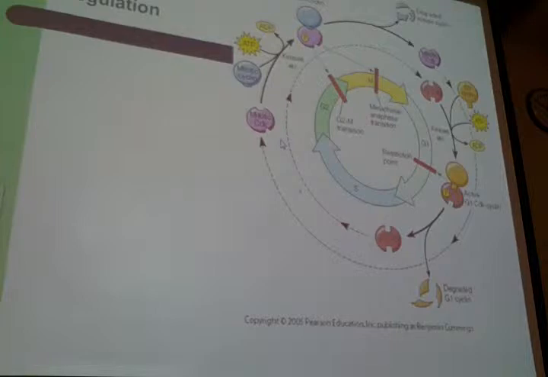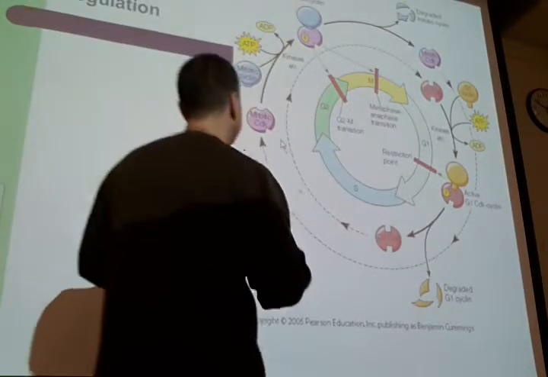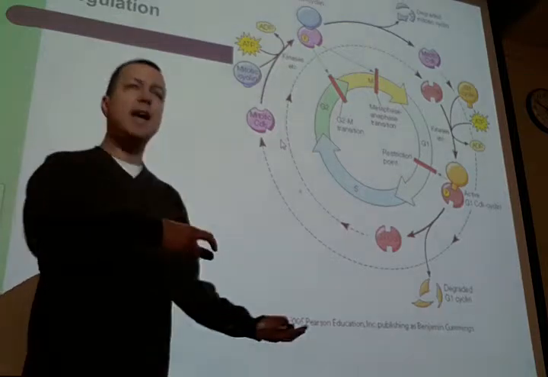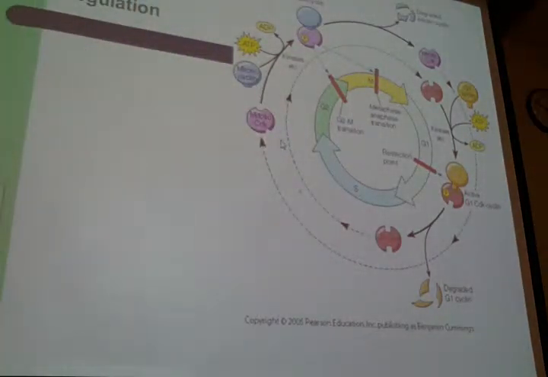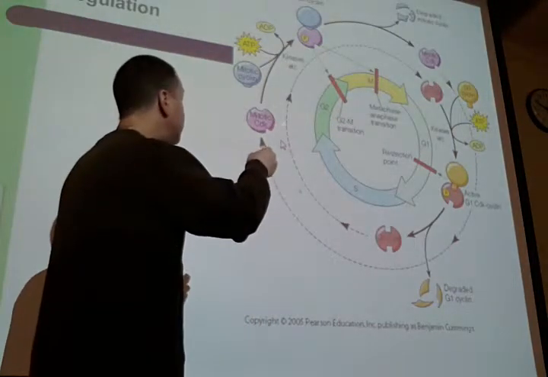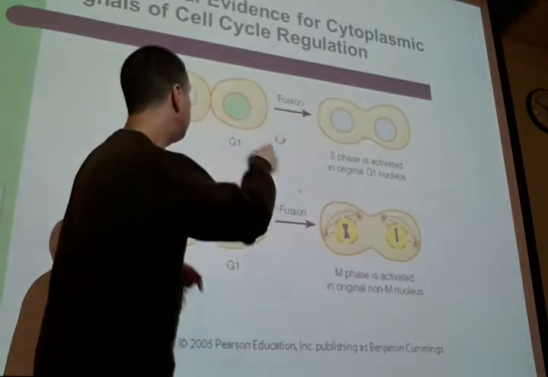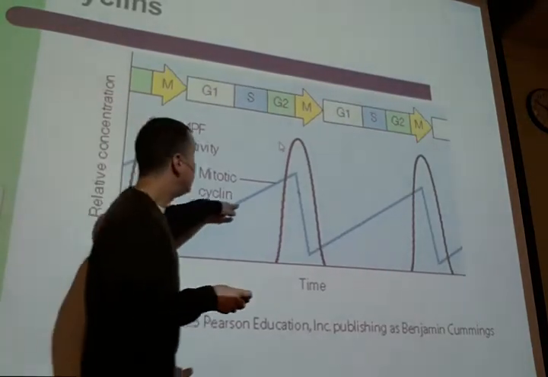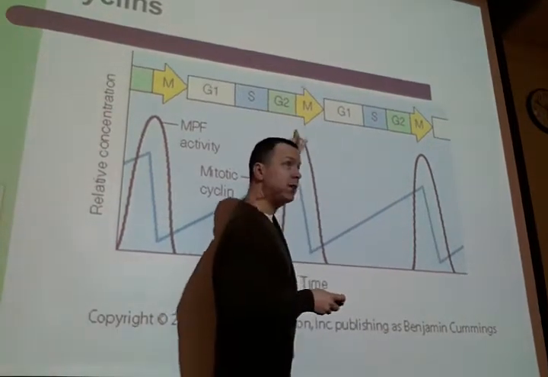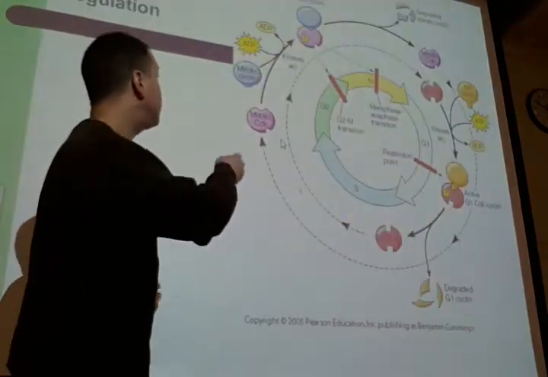Does that idea kind of make sense? So they all basically work in a similar way. The G2 to M transition works the same way. It's a different cyclin and a different CDK, because we're at a different point along the cell cycle, but it basically works the same way. The M cyclin, as we saw here, its concentration peaks right at that G2 to M transition.